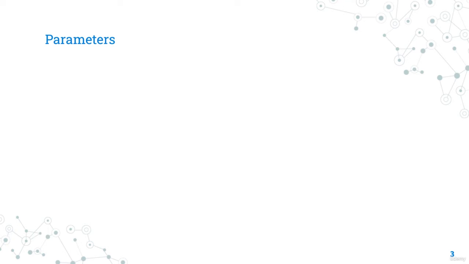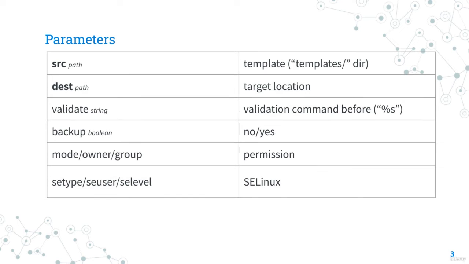Parameters. Let me highlight the most useful parameter for module template. The only required parameter are src and dest. The src parameter specifies the template file name. Templates usually are stored under templates directory with .j2 file extension. The dest parameter specifies the path where to render the template to on the remote machine.